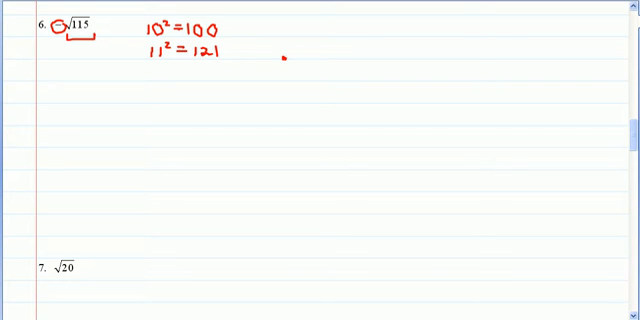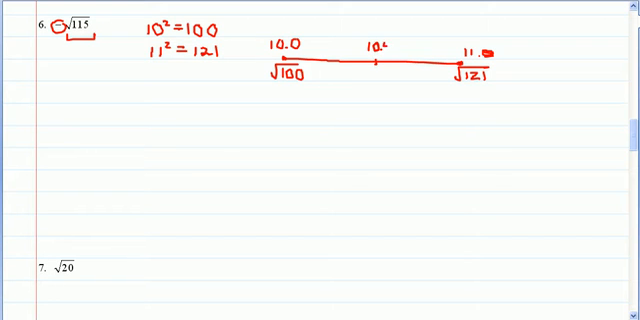So if I make a number line, and I put the square root of 100 at the beginning of the number line, and the square root of 121 at the end, square root of 100 is 10.0, square root of 121 is 11.0, and in the middle we have 10.5.